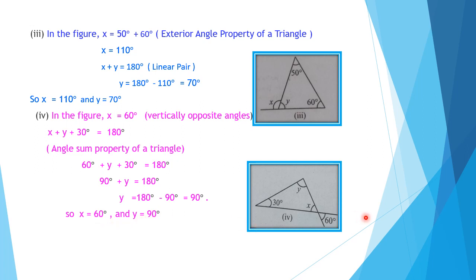So add the values and see whether you are getting 180 or not. x equal to 60 degrees, y equal to 90. So 60 plus 90, 150. 150 plus 30, 180. So our answers are correct. Okay children.